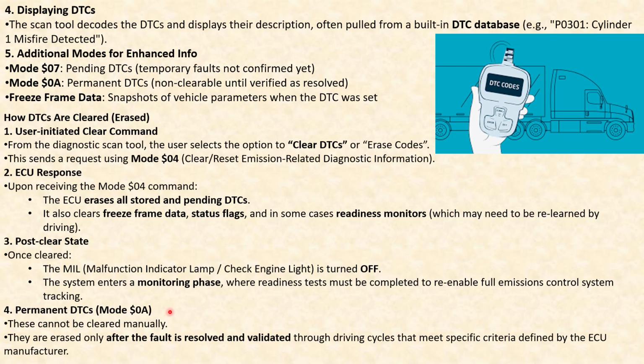Now, permanent DTCs, mode $0A. These cannot be cleared manually. They are erased only after the fault is resolved and validated through driving cycles that meet specific criteria defined by the ECU manufacturer. So how are these permanent DTCs cleared? Understand this very carefully: they are erased only after the fault is resolved and validated. This sentence is very important. Only after being resolved and validated, and in the next driving cycle, is the permanent DTC cleared.